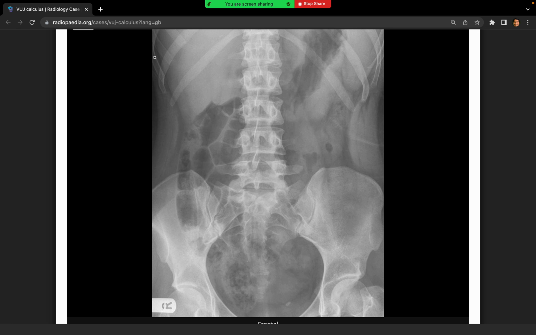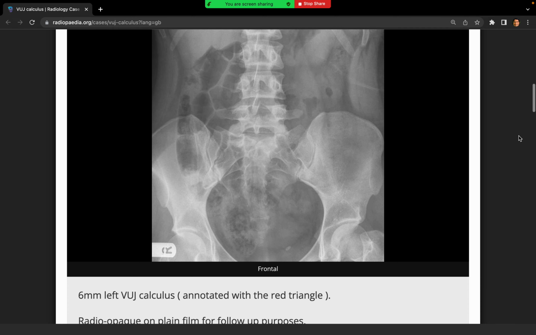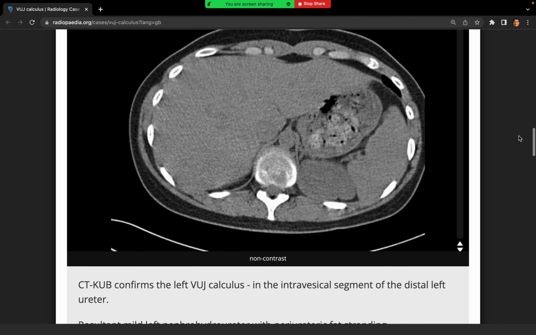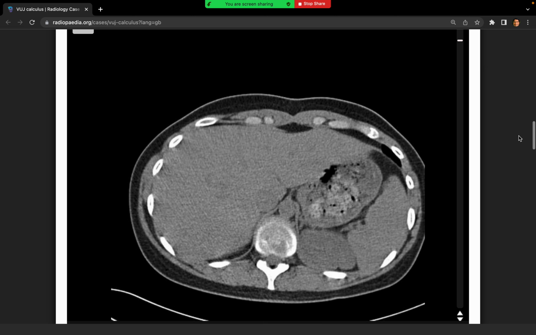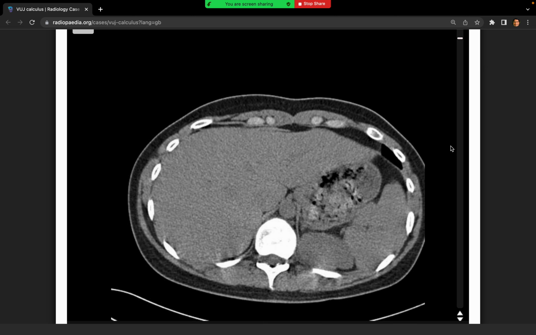Okay, so what is your next step? So this is an X-ray KUB, so I'd like to arrange a CT KUB to look in more detail. Okay, so this is a CT KUB. I'm going to run it from top to bottom. You can stop me whenever you want.